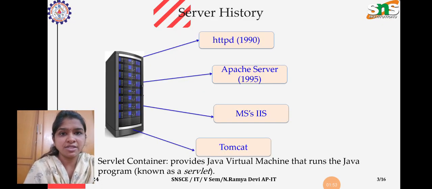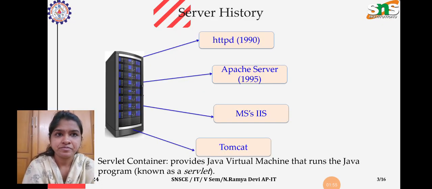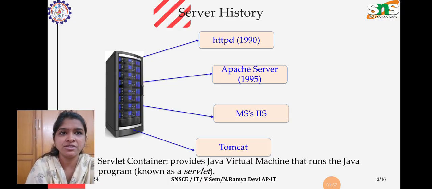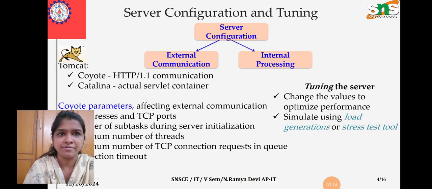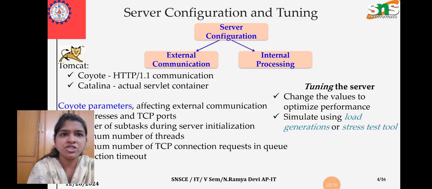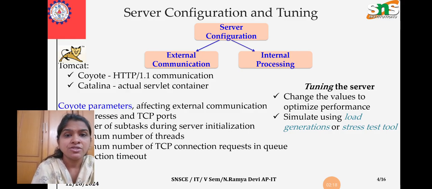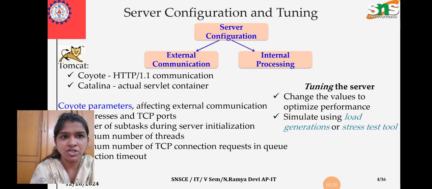And this is the history behind the web server. First came HTTPD, which was established in 1990, and the Apache server was developed in 1995, followed by Microsoft IIS and the Tomcat server. The servlet container provides a Java virtual machine that runs the Java server program known as a servlet. The server configuration is divided into two types: one is external communication and the other is internal processing.